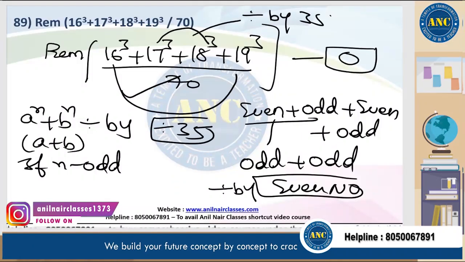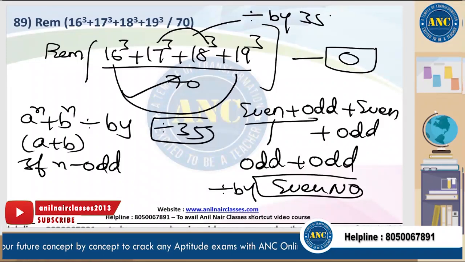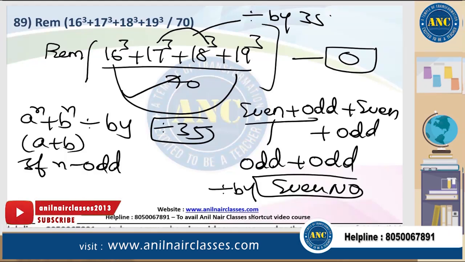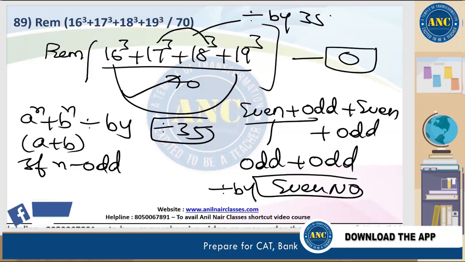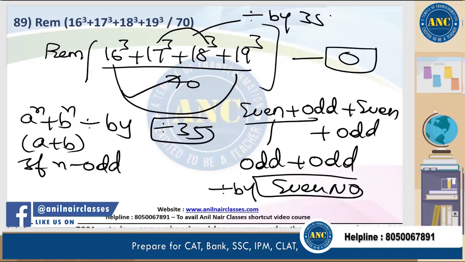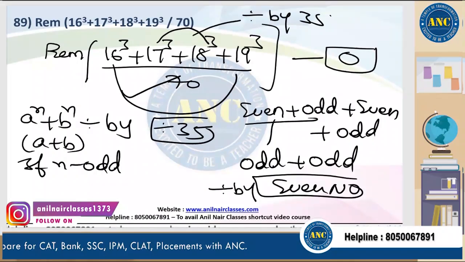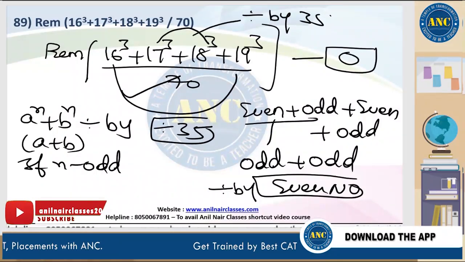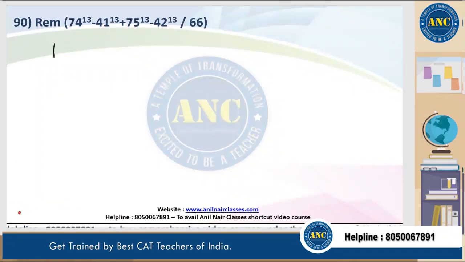Are you all with me? I will tell you one more concept when I am discussing another model. 16 power 3, 17 power 3, 18 power 3, 19 power 3. 16, 19 divisible by 35, 17, 18 divisible by 35. 16 even, 19 odd, 17 odd, 18 even. Even plus odd plus even plus odd is odd plus odd, which is even. Even number and divisible by 35. Answer has to be divisible by 70.